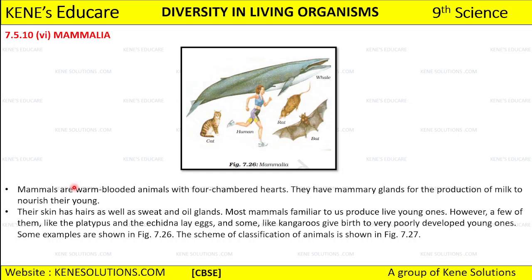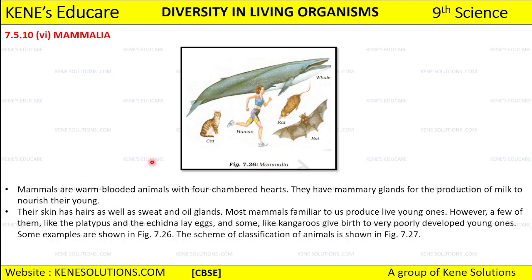We humans are warm-blooded animals, and we have a four-chambered heart. Also, the animals that come under Mammalia have mammary glands for the production of milk to nourish their young ones. How are our young ones nourished? By the milk of the mother. We humans also have mammary glands through which milk production takes place, and that milk is used to nourish the young ones, the small children.